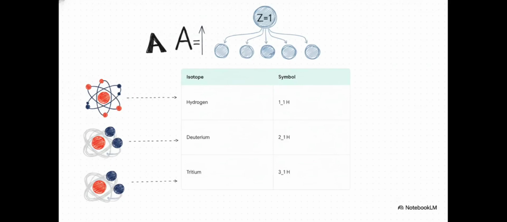Normal, everyday hydrogen has a mass of 1. But deuterium, its slightly heavier sibling, has a mass of 2, meaning it has 1 proton and 1 neutron. Then there's tritium with a mass of 3, 1 proton, 2 neutrons. Because they share the exact same Z, but have a totally different A, we call them isotopes. They are all hydrogen, just functioning at completely different weight classes.